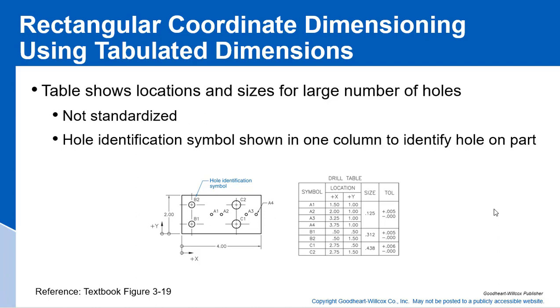Here is another dimensioning system. This is rectangular coordinate dimensioning using tabulated dimensions. In this case we have a series of holes here: holes A1, A2, B1, B2, C1, and C2. They have different sizes and they also have different locations.